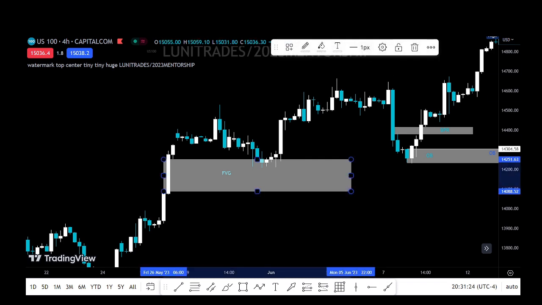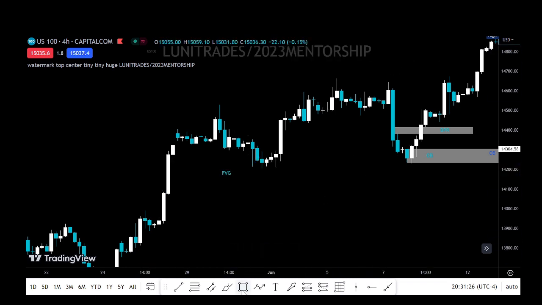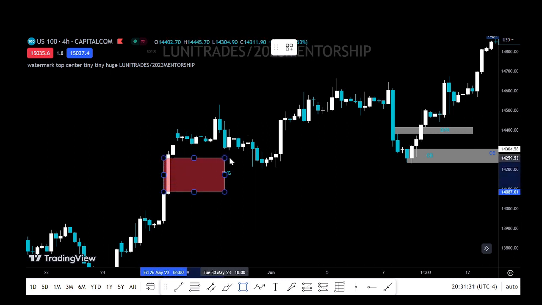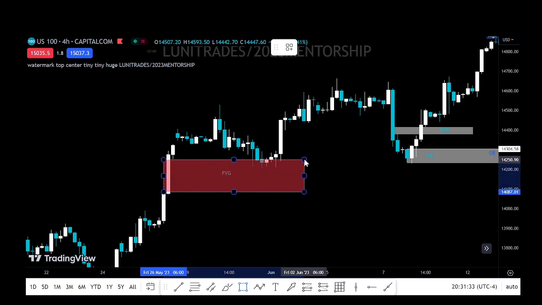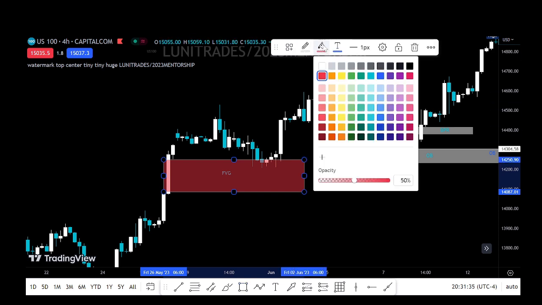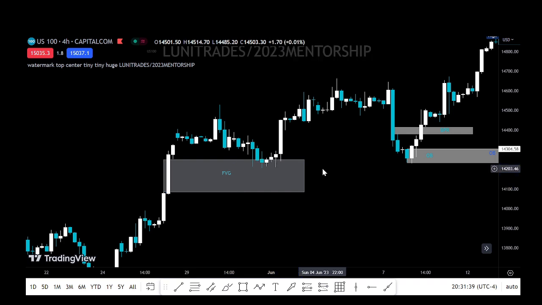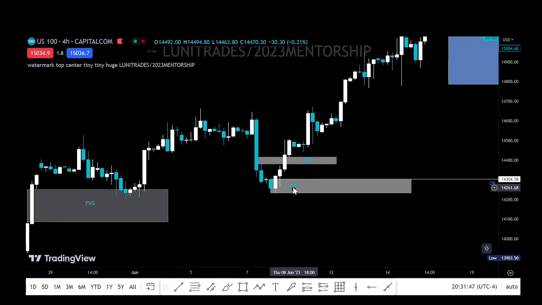Let me redo it so you can see. From this bottom to this top, extend it out. You understand? Let me change the color back, sorry. You extend it out. That will give you your fair value gap, from 3 consecutive candles.